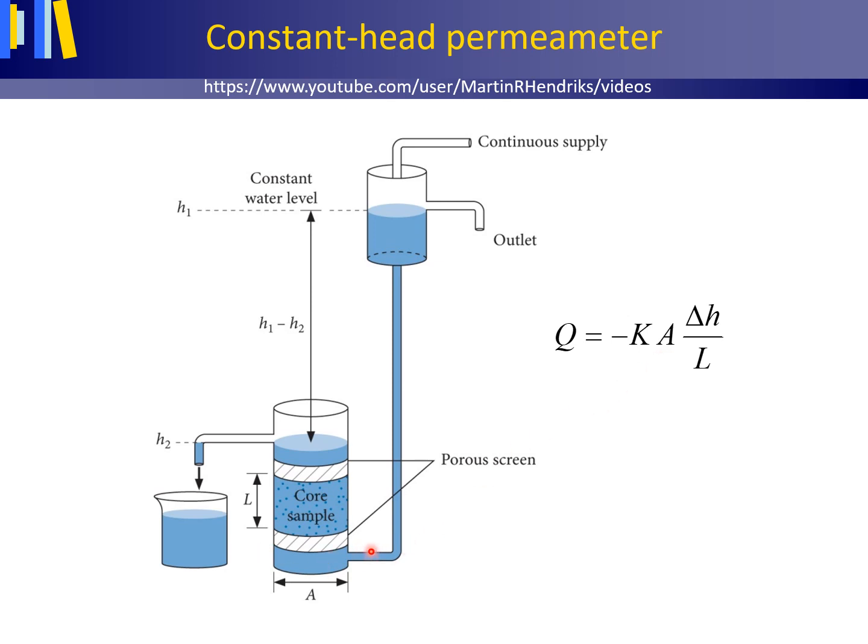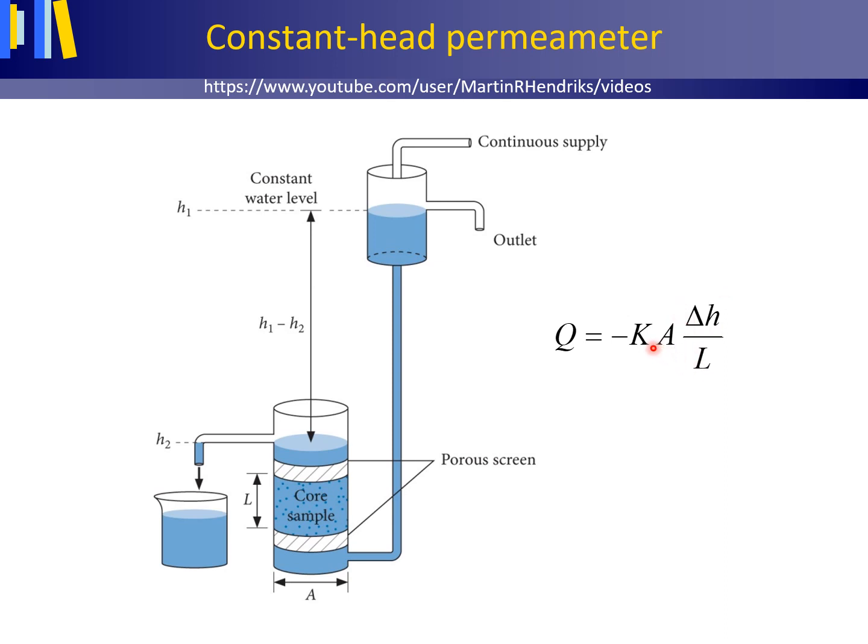This side of the core sample has a hydraulic head H1, simply the level of the water here. And then let's take the bottom part of this apparatus as your reference level. And this is H1, and the water flowing out of the system has a hydraulic head of H2. So the hydraulic head difference, H2 minus H1, the hydraulic head to which the water flows minus the hydraulic head from which the water flow dispatches, H2 minus H1 is a negative number.